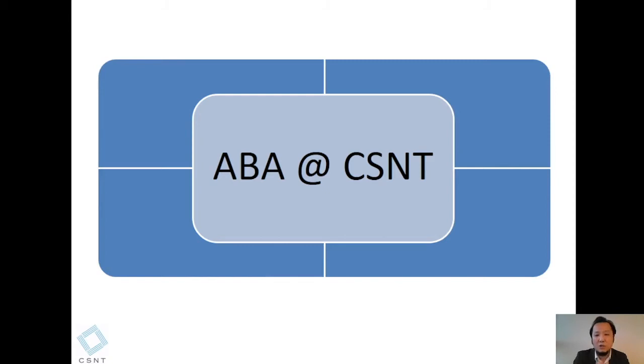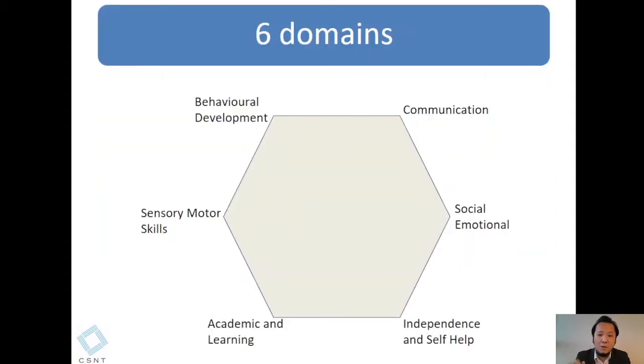Now we'll discuss a little bit about what coverage of teaching looks like in ABA at CSNT. We've categorized all of our learning tasks under 6 domains. Domains themselves cover different areas of learning, with each domain cataloged by age and difficulty.